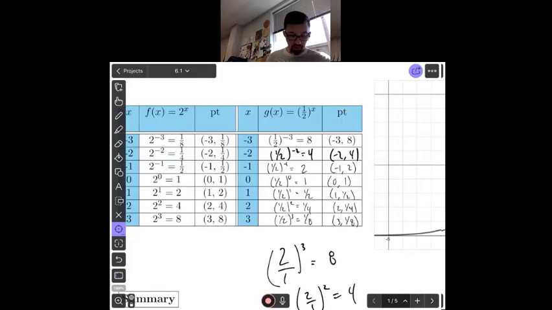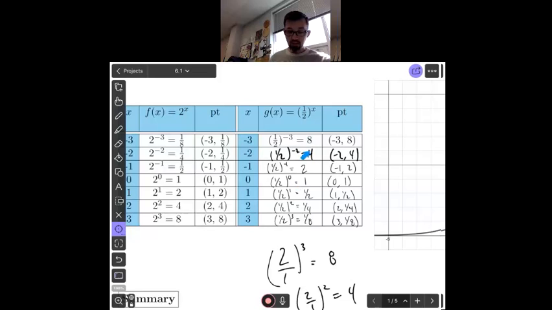What I want to point out earlier is that I want you guys to notice that the way the y values change has a consistent ratio. 1/8 times 2 is 1/4. 1/4 times 2 is 1/2. 1/2 times 2 is 1. 1 times 2 is 2. 2 times 2 is 4. 4 times 2 is 8. So there's a consistent ratio here of those y values. In the same way, we have a consistent ratio on these y values.